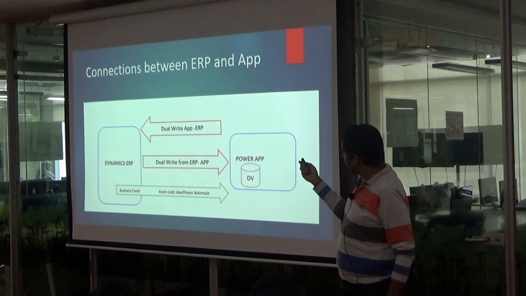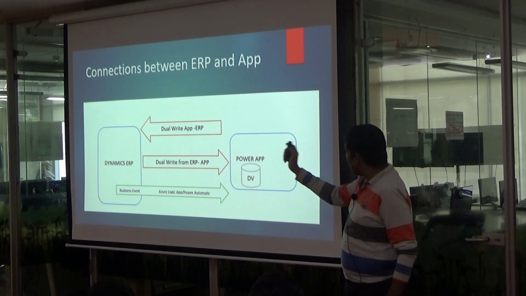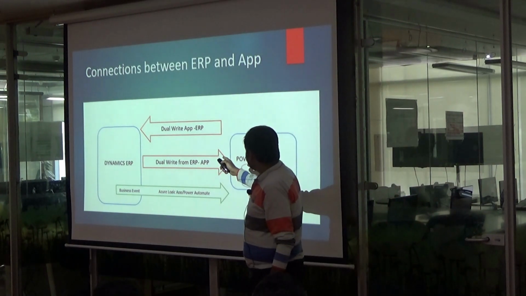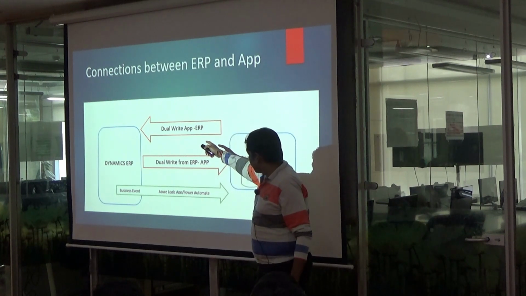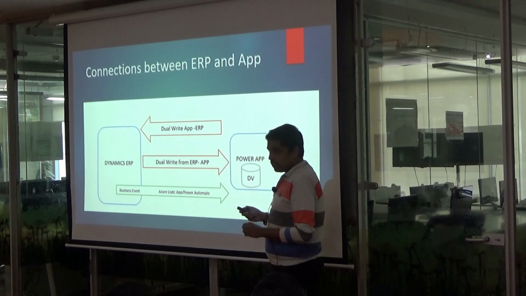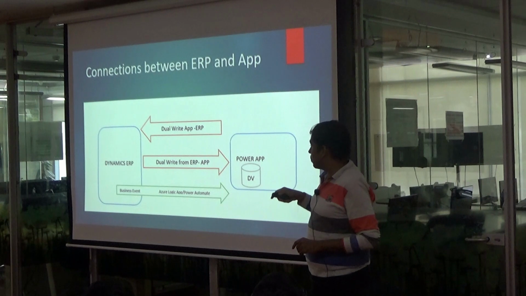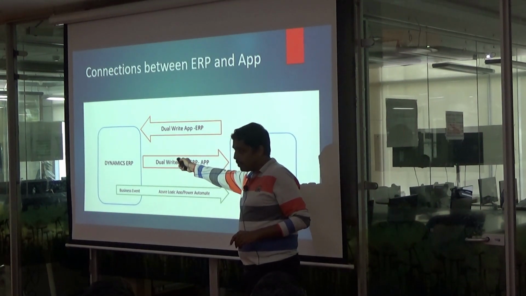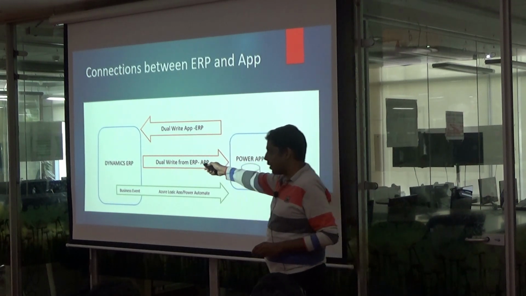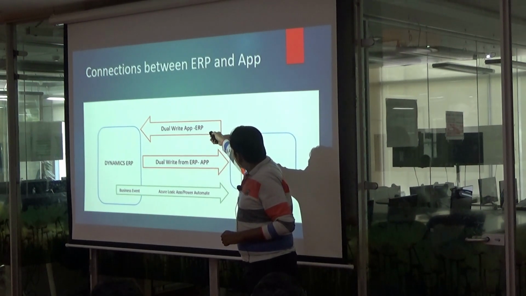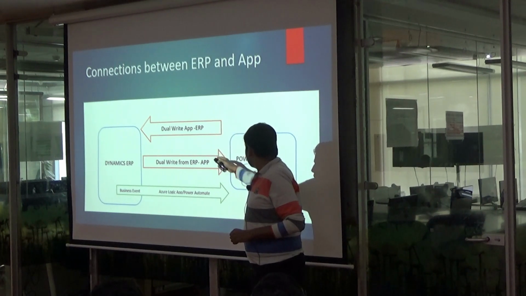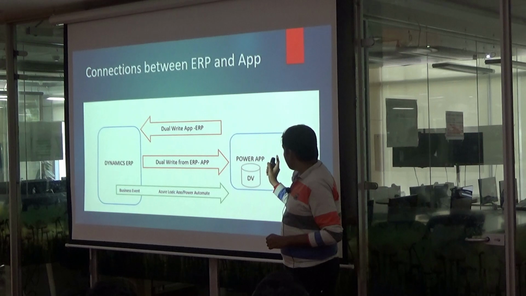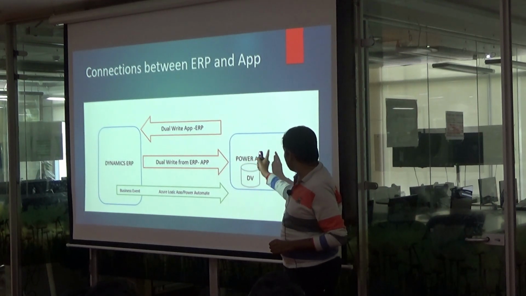And next, these are the connections showing how the data flows between my Dynamics ERP and Power App. Here I used the technology called Dual Write. Dual Write is a technology developed by Microsoft, and it is native to Dynamics ERP. People who have used Microsoft Dynamics ERP would know this terminology. Dual Write is used to push and pull data between the Dynamics ERP and the Power App.